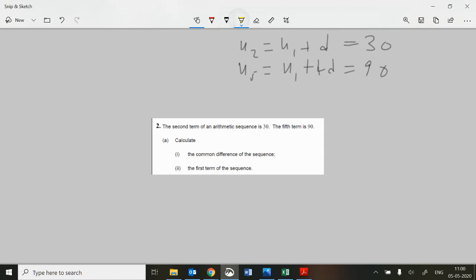So now we have a set of simultaneous equations, like where you normally have x and y, and then we can solve those simultaneous equations. That's just GCSE stuff. It says calculate the common difference. Well, we'll get that by solving these equations, and the first term we also get from solving these two equations.